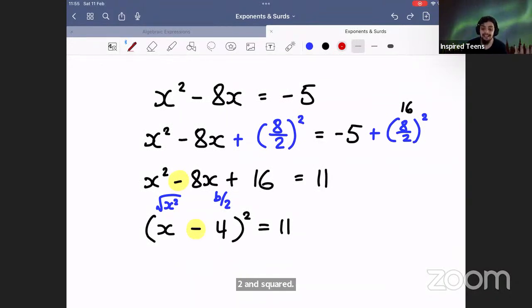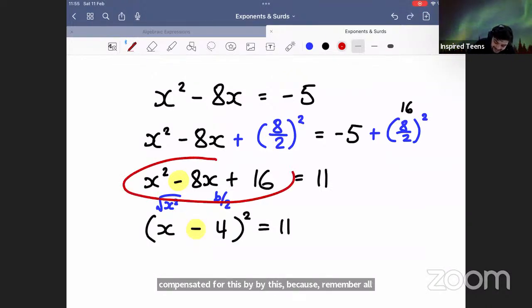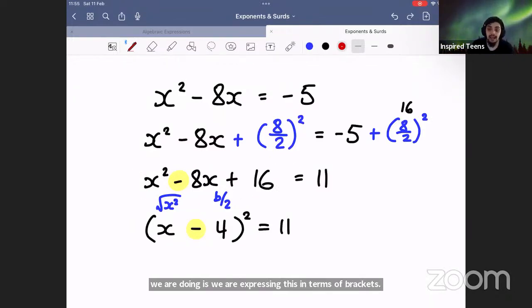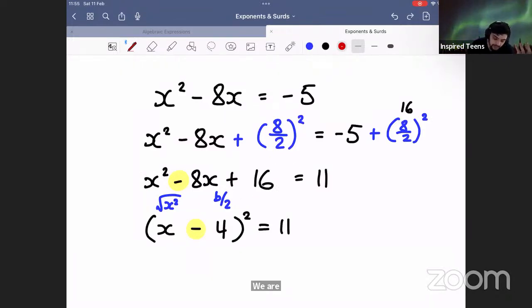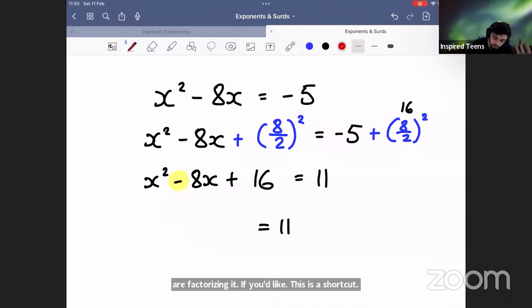Is b not -8? So the negative has already been compensated for by this. Because remember, all we are doing is expressing this in terms of brackets. We are factorizing it. If you'd like, this is a shortcut. If you'd like, you may factorize it. You may do trinomial factorization.